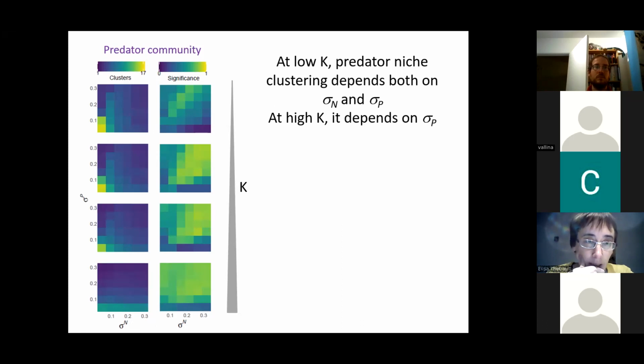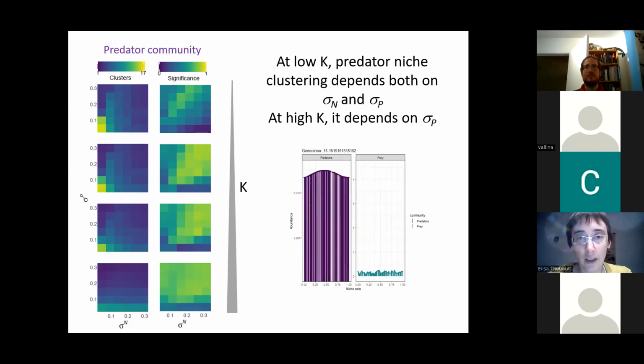At low carrying capacity, it's not only sigma n that determines the number of clusters for the predators, it's both sigma n and sigma p. While at high carrying capacity, we have the same results as for the prey community, meaning that it's only sigma p, the niche width of predators, that determines the number of clusters. So what it means basically is that if we are at low carrying capacity, we might have different clusters for the prey and the predator community, which I'm going to show in this example of simulations here.